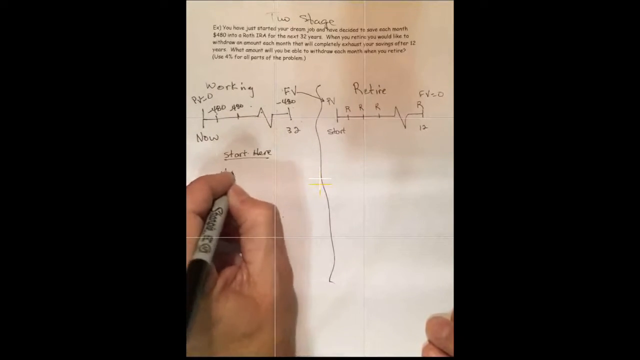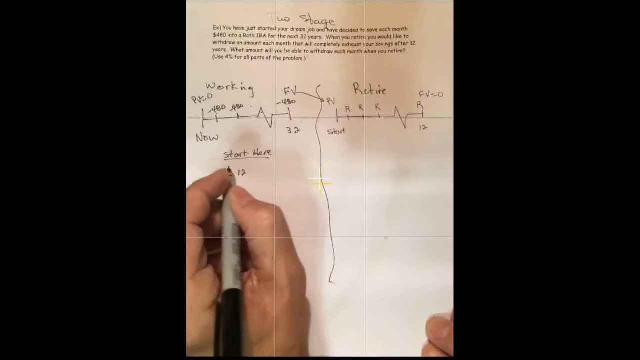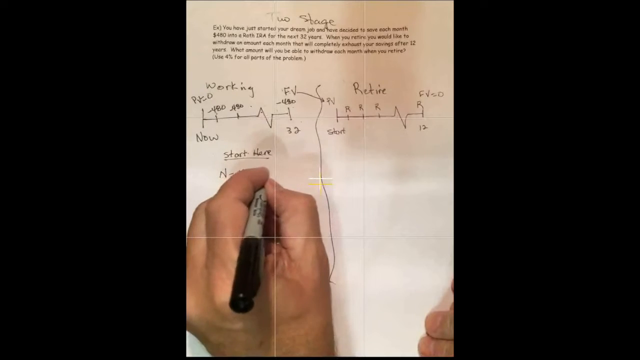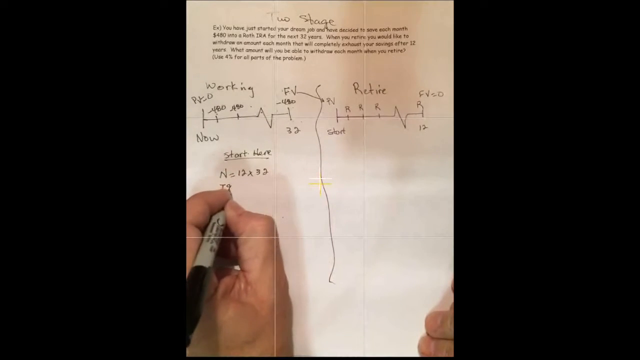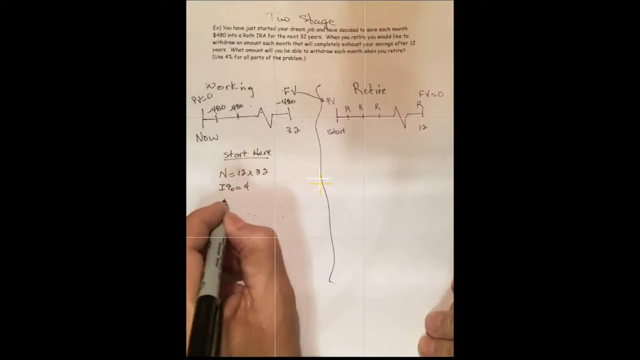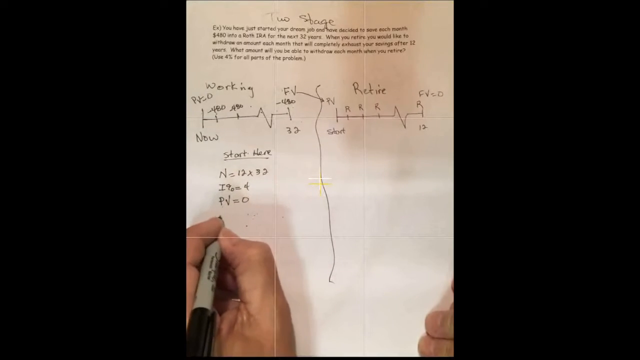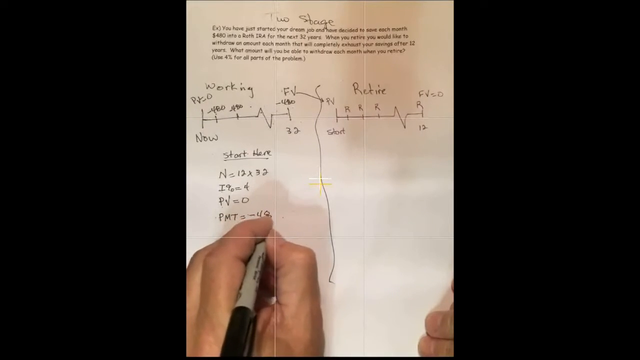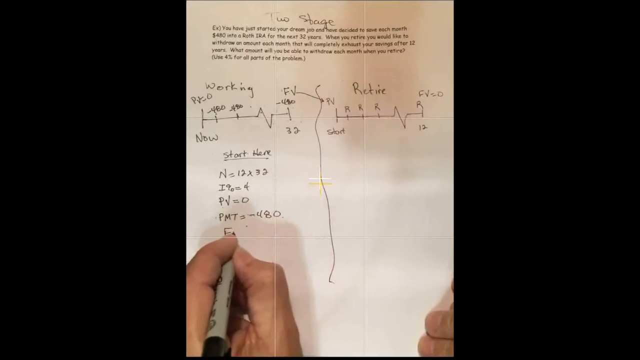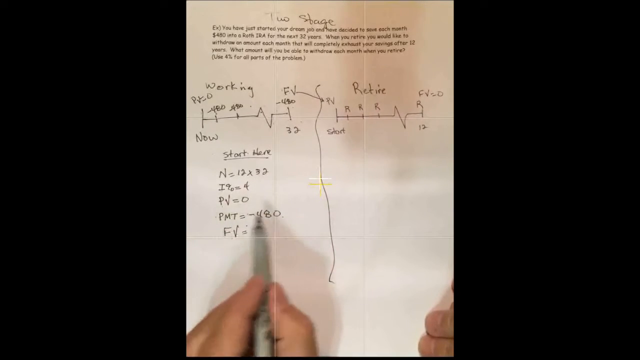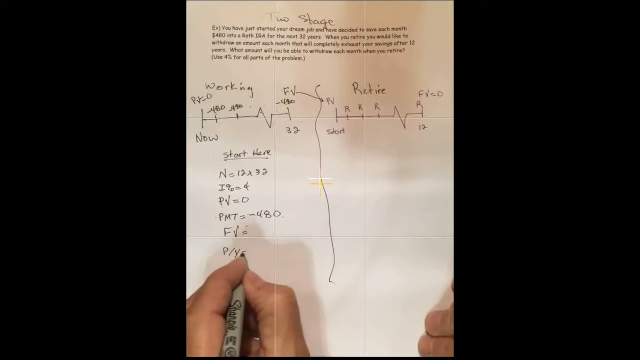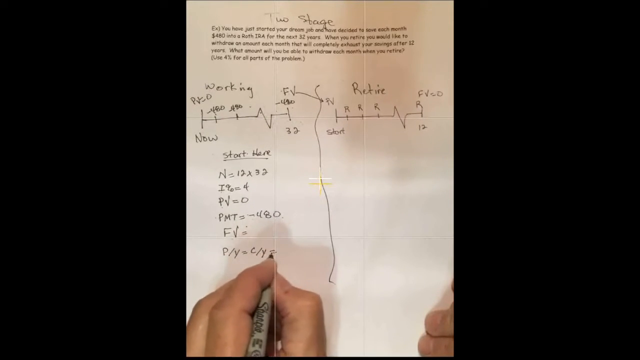So N, it's a monthly deposit, and we're going to do that for 32 years. Interest rate all through the problem is 4%. Present value is 0 starting out. Now the deposit is minus 480. And we want to calculate the future value. We want to see what this will accumulate to over 32 years. PY and CY are going to be 12.